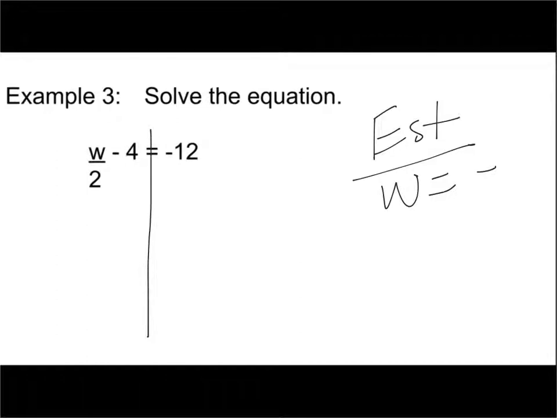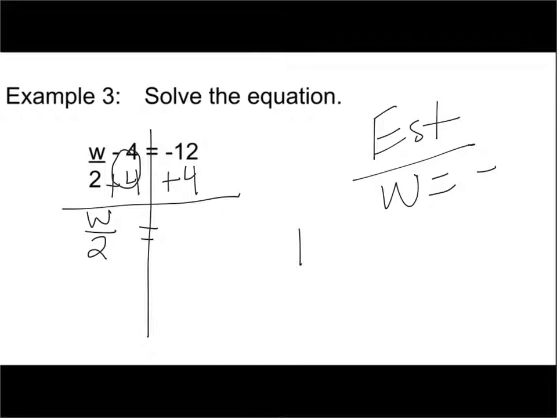Now, the first step is still going to be the same as what we've been doing. W and 2 are being divided. 4 is being subtracted. We're going to deal with addition and subtraction first, so we're going to do the opposite of our negative 4. We're going to add 4. Negative 4 and positive 4 is 0. That's going to leave us with w over 2 equals, let's see here, so negative 12 and positive 4. Now some of you are going to be tempted to write negative 16. Let's prove why it's not negative 16.